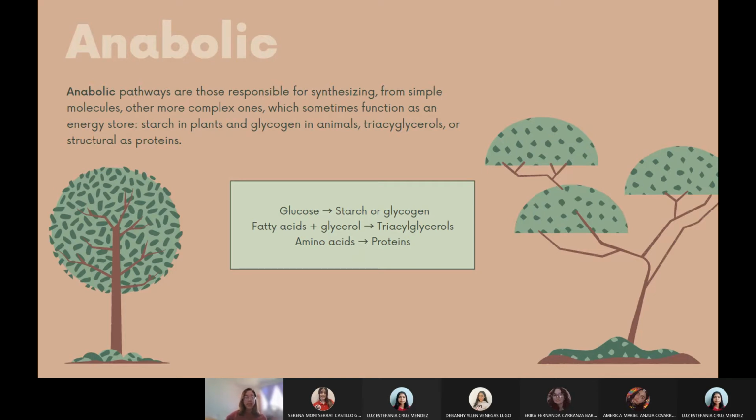As I said before, the anabolic is the opposite of the first stage of the catabolism. So glucose is synthesized into starch or glycogen. The fatty acids and the glycerol are synthesized into triacylglycerols, and the amino acids are synthesized as well into proteins.